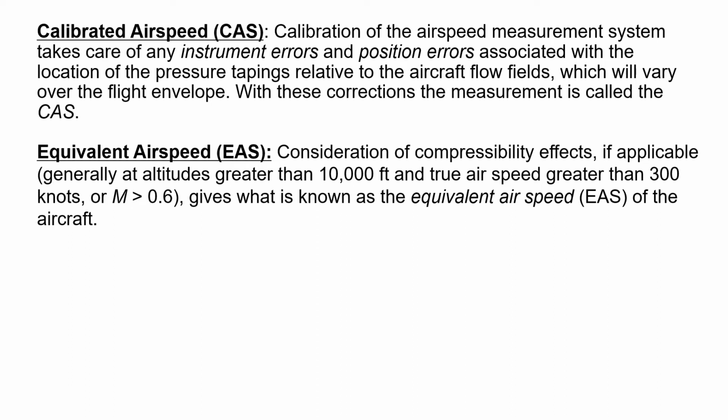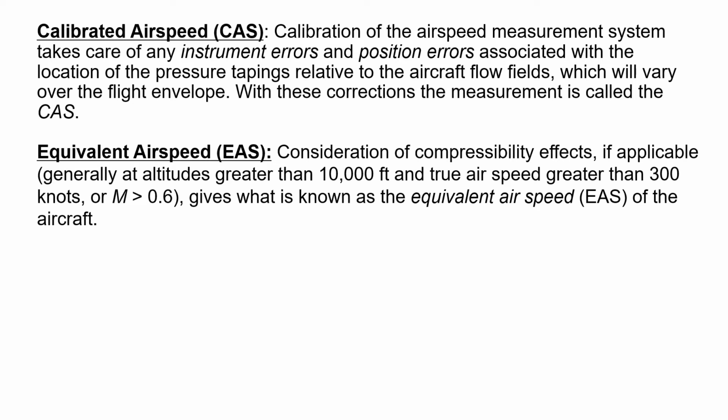Usually when the Mach number is larger than 0.6 and the altitude greater than 10,000 feet, in these scenarios, we need to consider the compressibility effect. And the EAS gives what is known as the equivalent airspeed of the aircraft. Equivalent airspeed basically is taking the compressibility effects into account.